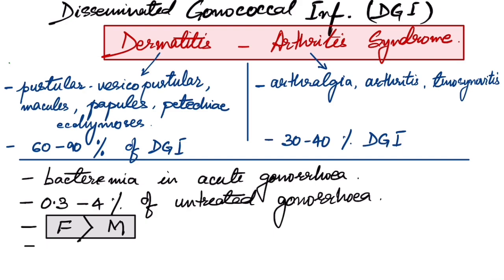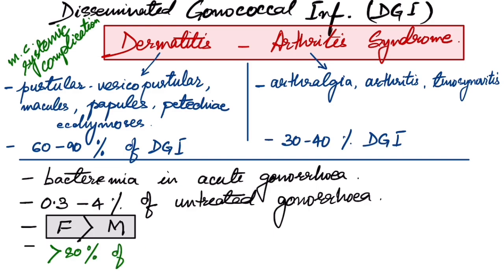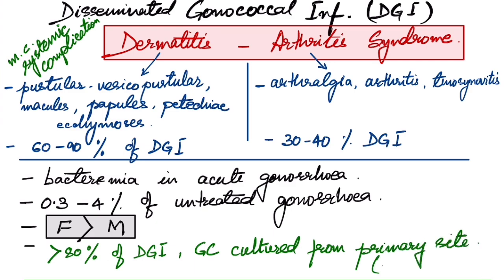The cause being females are less symptomatic than males. So they go untreated, unnoticed, and thus they land into DGI. Disseminated gonococcal infection is the most common systemic complication of gonorrhea, and in more than 80% of DGI, the gonococci can actually be cultured from the primary mucosal site of infection. So this is interesting.